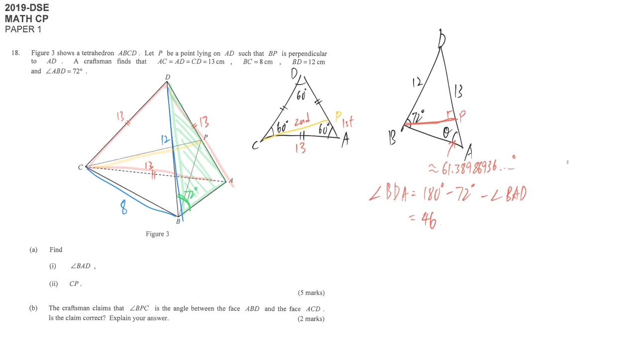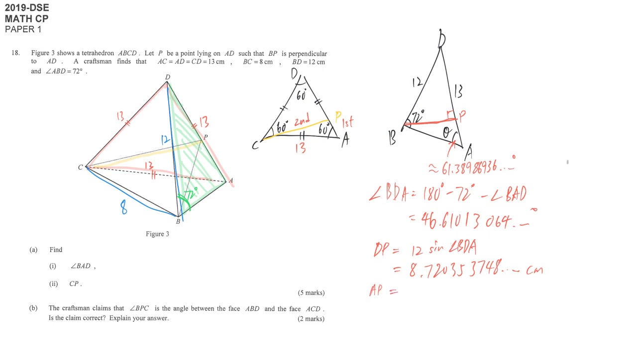It's around 46.4101364 degrees. And then after that, DP is equal to 12, and then with a shorter length, so sine angle BDA is approximately 8.720353748 cm. And then our target is to find out AP.